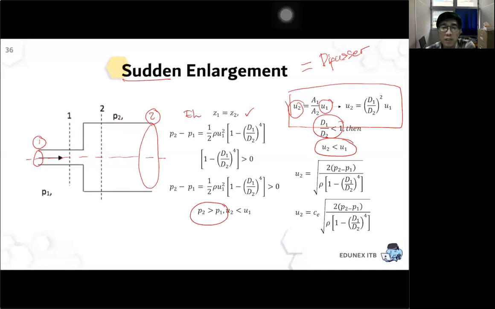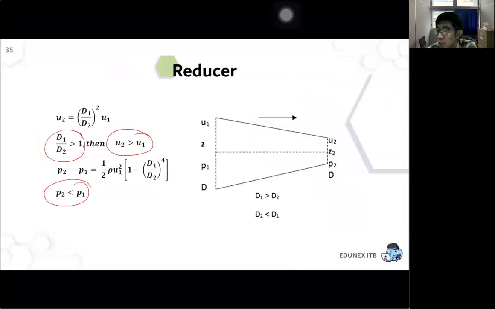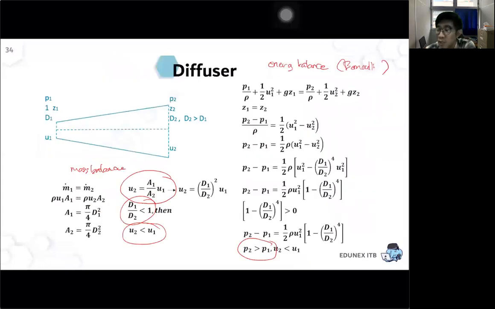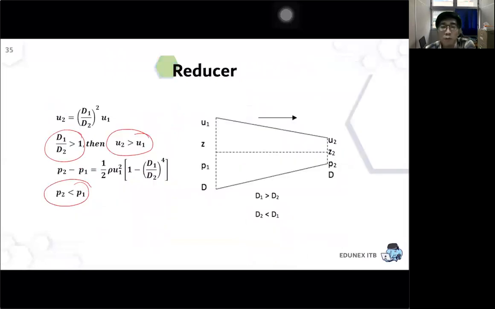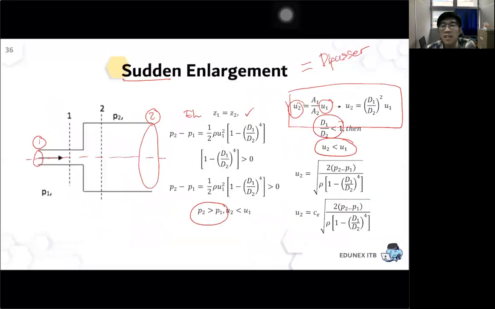The equation. But if you compare the flow pattern, what will be the difference from the diffuser? If you see, the construction of a diffuser is like this one, and the fluid is flowing inside the diffuser. Compare that to the fluid flowing inside the sudden enlargement. What will be the differences in flow pattern?